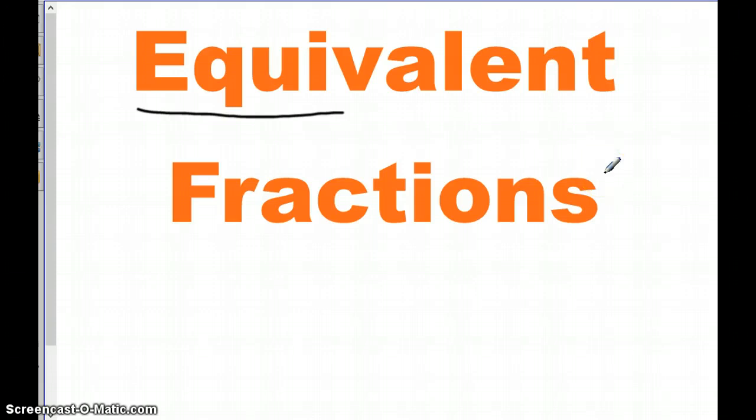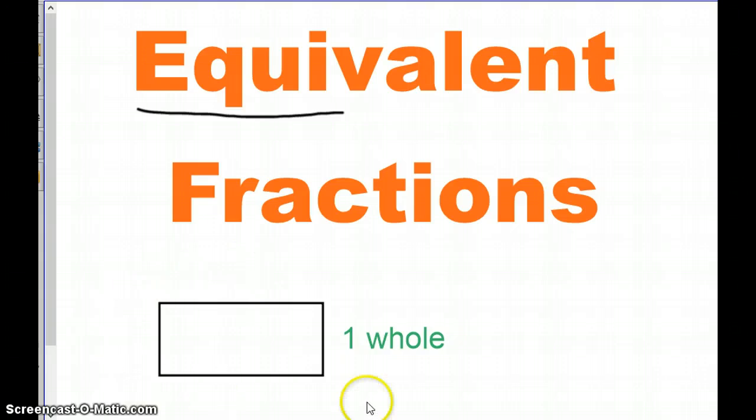Equivalent fractions name the same part of a region or set, or the same part of a whole. So if we looked at this example, this is one whole. Well, if I took that whole and I broke it into two parts, I would now have halves. I would have two halves. If I shade one part of this whole, I'm shading one half. So one half is represented.